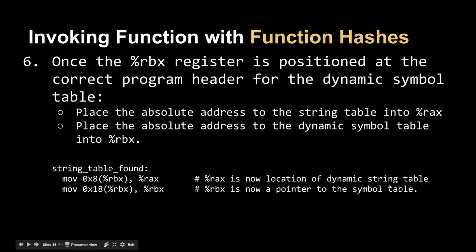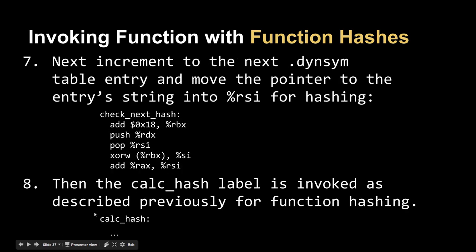Now, why do we do all this? RAX contains the location of the dynamic string table. RSI contains the location, the index into the current table you're looking at. That index dictates the index into the dynamic string table, and so this is giving you a pointer directly to this row's string. Step 8.